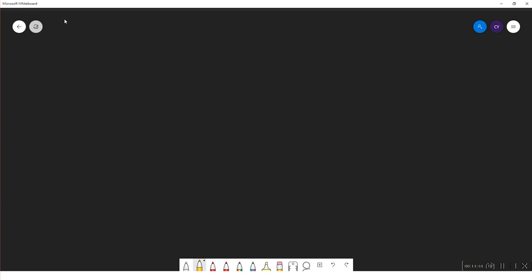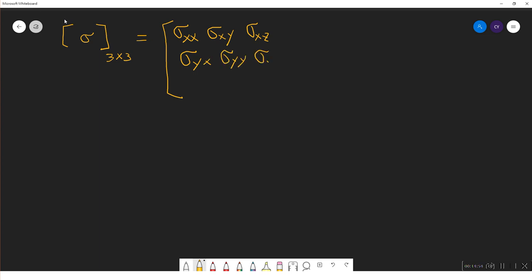For stress, this is the tensor. So it's a 3 by 3. So totally we have 9 components. Sigma yx. You should write down, follow me, and it's good for your understanding. This is 9 components, 9 variables.